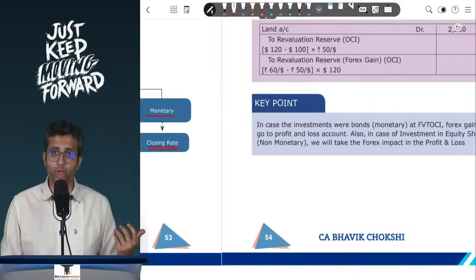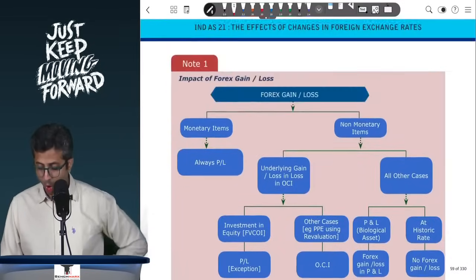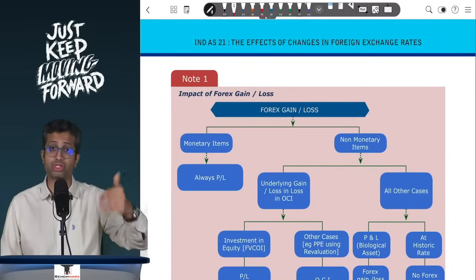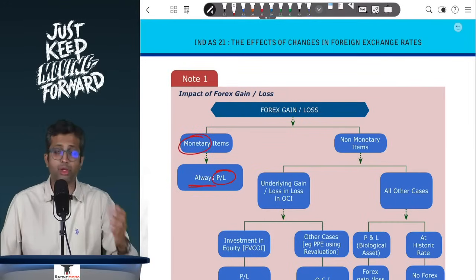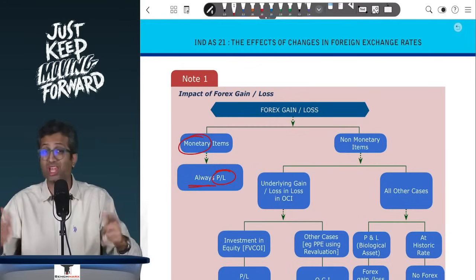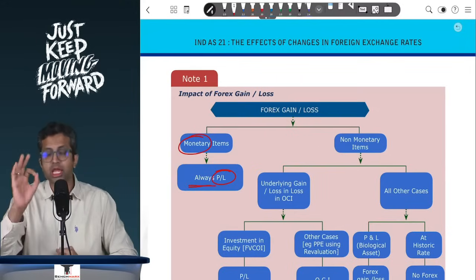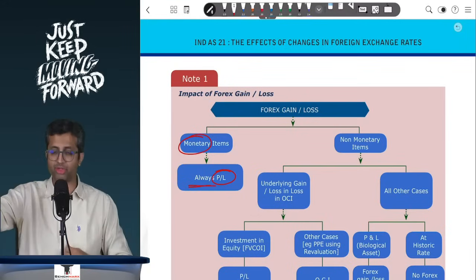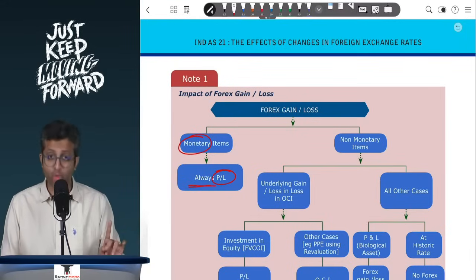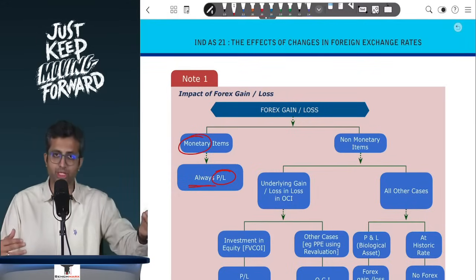But sir, where will the second effect go for all of these items? Before you proceed, for all the monetary items, if there's any foreign exchange gain or loss, realized or unrealized, it will always go to the P&L. Remember, always to P&L. An example of a monetary item can be a debtor, creditor, loan, and even investment in debentures, because you're going to get a contractually fixed or determinable amount. As a result, investment in debentures is also a monetary item. Hence, if there's any foreign exchange loss or gain on a foreign debenture you have invested in, that will also go to the P&L account. This is irrespective of whether the debenture was classified at amortized cost or at FVTPL.